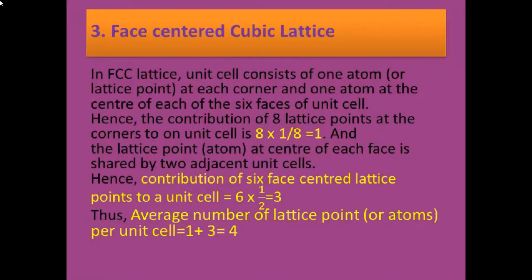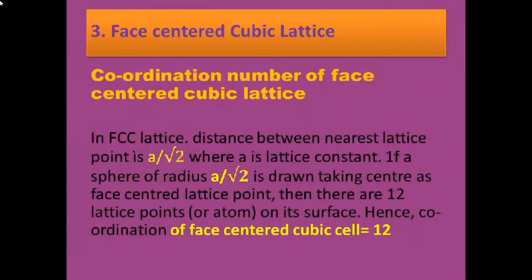Hence the contribution of the 8 lattice points at the corners of the unit cell, that we are going to see first, is 8 into 1 by 8, which is equal to 1. And the lattice point at the center of each face is shared by the 2 adjacent unit cells. Hence the contribution of the 6 face centered lattice points to the unit cell is equal to 6 into 1 by 2, which is equal to 3. Hence the average number of lattice points or atoms per unit cell is equal to 1 plus 3 is equal to 4. Remember this, the average number of lattice points per unit cell for the face centered cubic lattice is equal to 4.